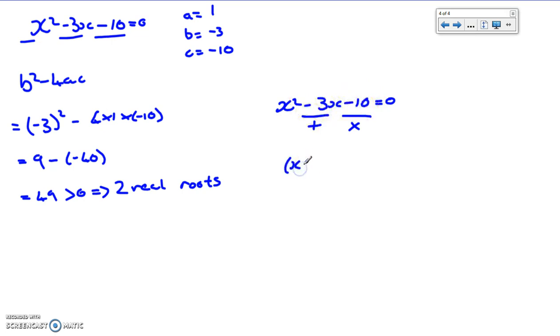Well, in this case, what I get for that one is x minus 5 and x plus 2, and that equals 0. And from there I get my two answers. I get x equals 5 and I get x equals negative 2. There you go. That's me solved it. I know it's going to cut the x-axis when x is negative 2 and x is 5.